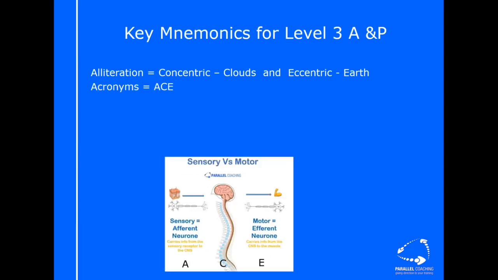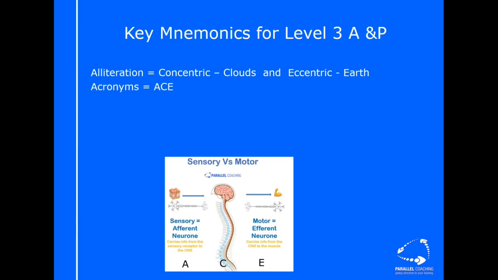Next one is acronyms. We're going to use ACE as our acronym, and actually there are a lot of different acronyms we can use for level 3 anatomy and physiology, but let's look at ACE. Have a look at the image that you can see on screen. You'll notice that in our nervous system we have a couple of different specific areas. The first one, right in the middle, is our central nervous system. That's made of our brain and our spinal cord. And then we've got other neurons that surround that. Some feed into the central nervous system and some feed out of it.